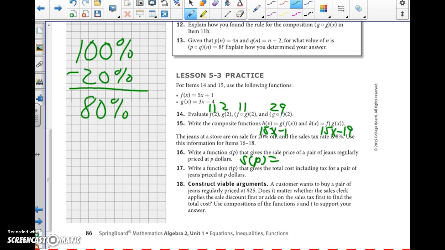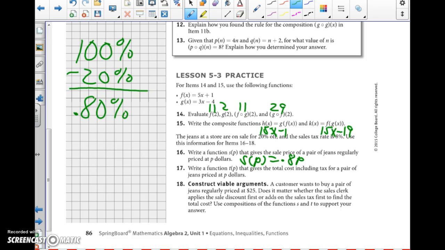What would it be? S of P will equal... Well, what is 80% as a decimal? 0.8, yeah. So what's the answer? S of P will equal 0.8P. There's the answer. It's 0.8P. Okay, you got it. Good. That's the first part.